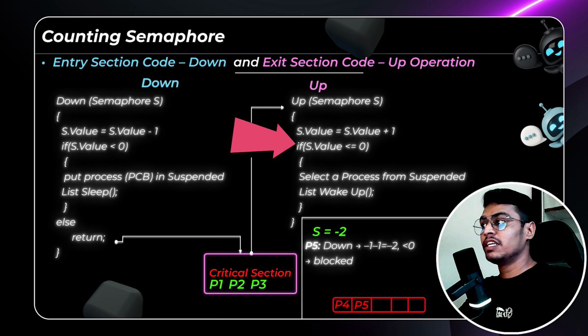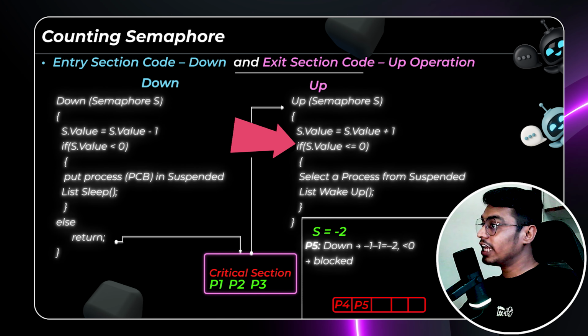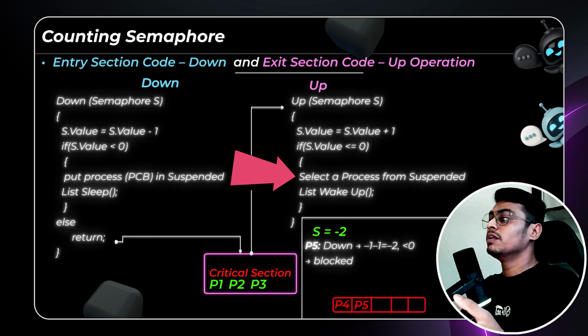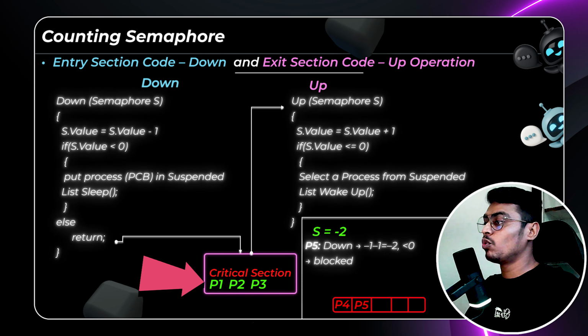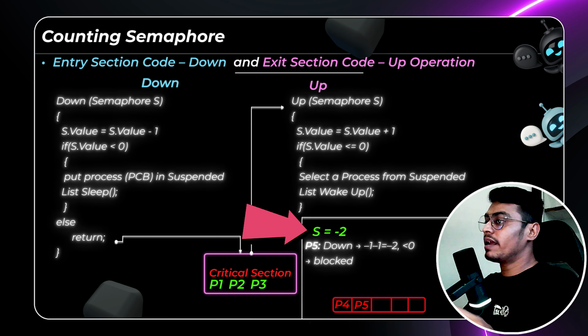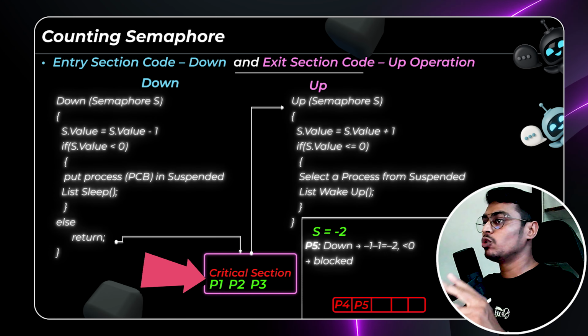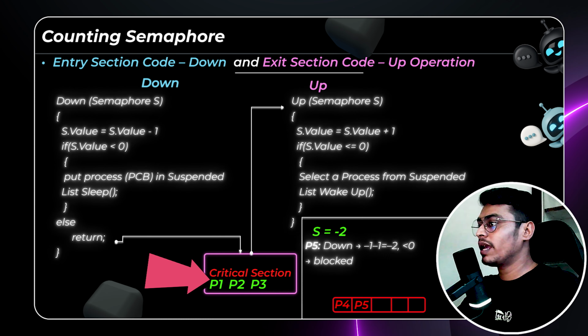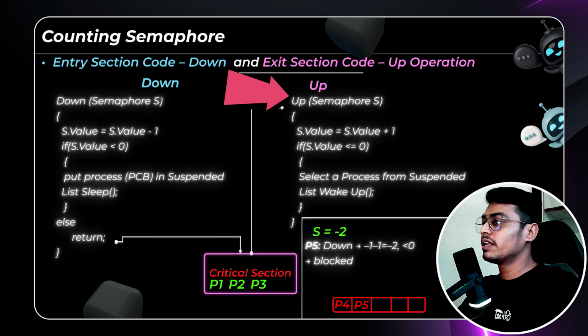Now there is a condition: if S value is less than or equal to 0, select a process from the suspended list and wake it up. This is the up operation. We will continue with our example where S value was -2. P1, P2, P3 are in the critical section, P4 and P5 are blocked. P1 wants to exit. So what will happen? It will run the up operation.